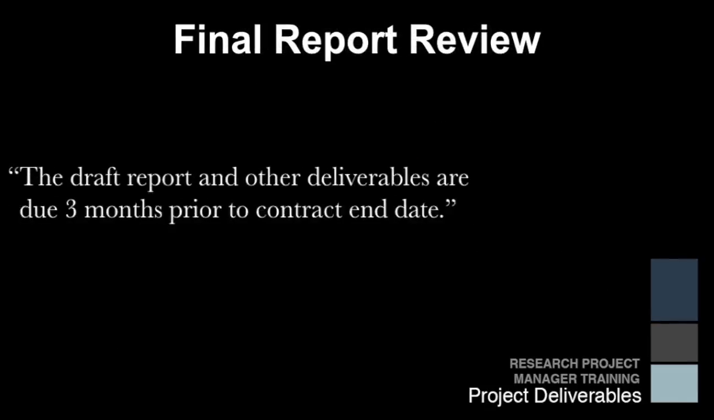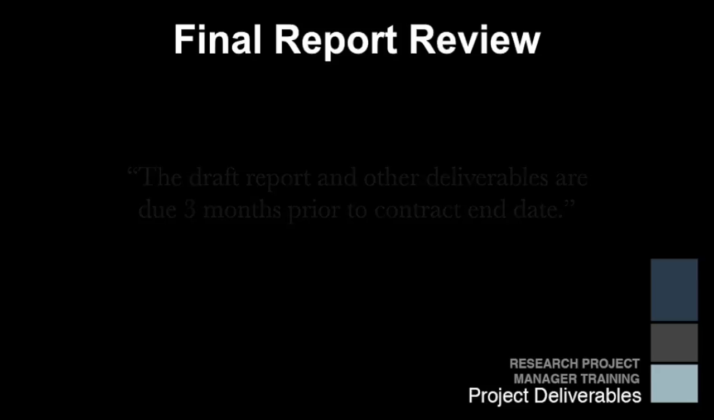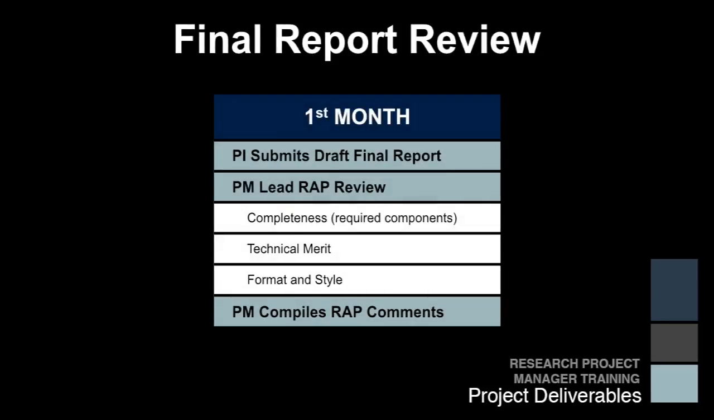In order to provide time for review before the contract runs out, the draft report and other project deliverables are due 3 months prior to the contract end date. You'll need to remind the principal investigator of this. In the first of these last 3 months, you lead the research advisory panel as they review the draft report. During this review, look at the report for completeness, technical merit, format, and style.